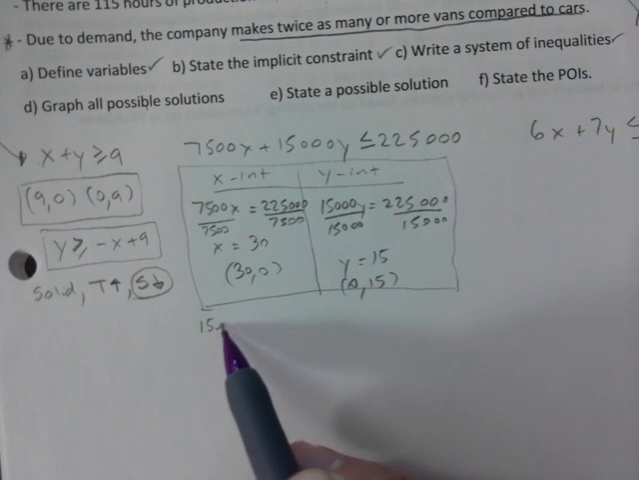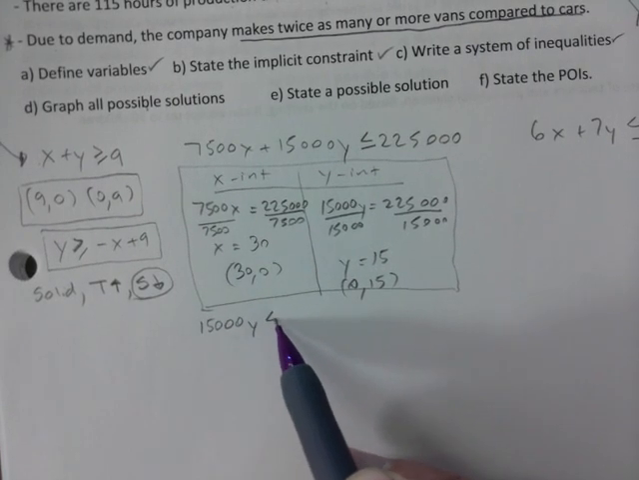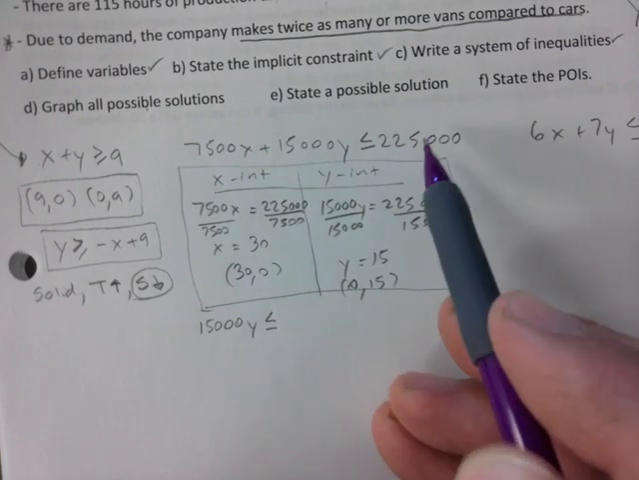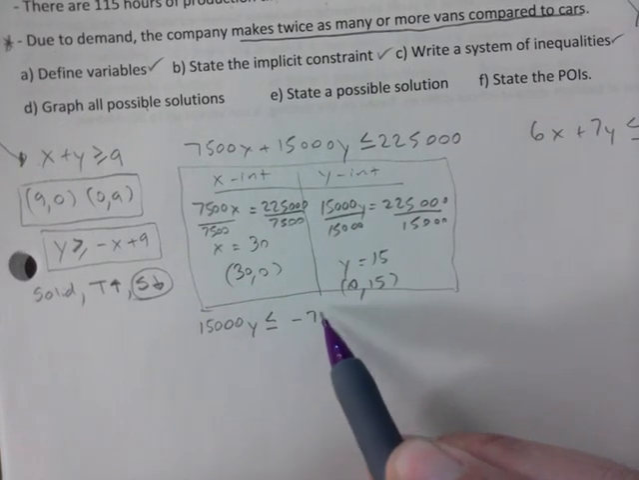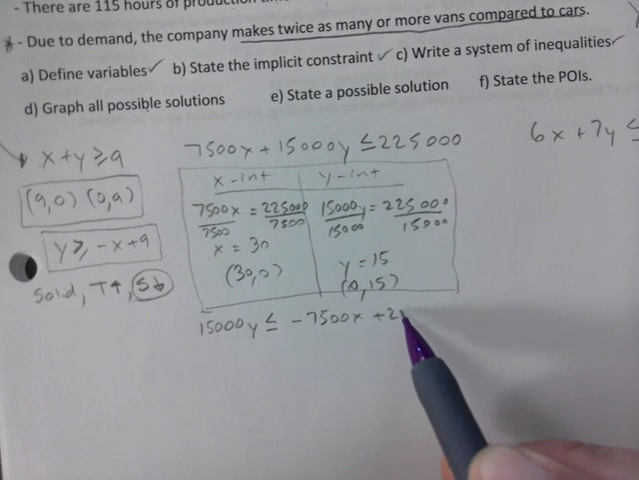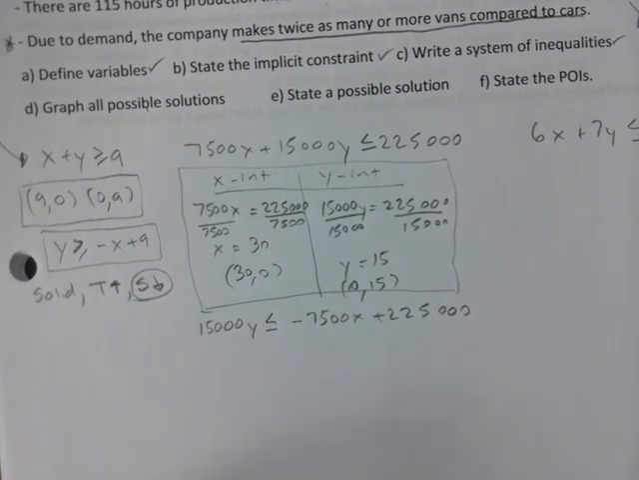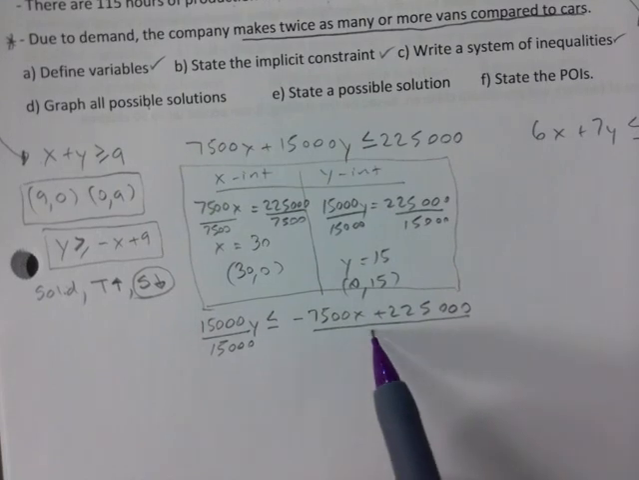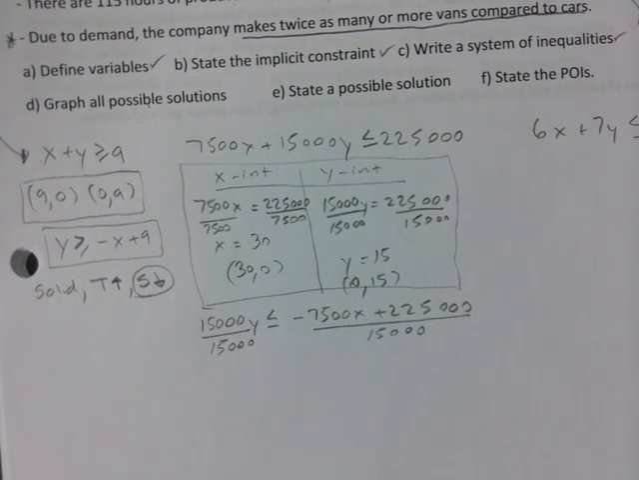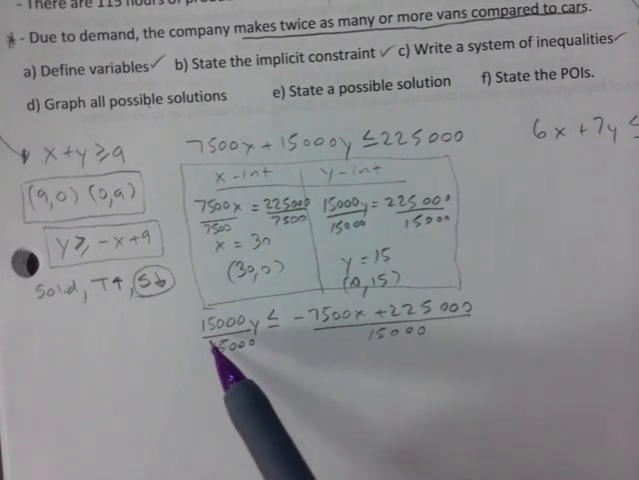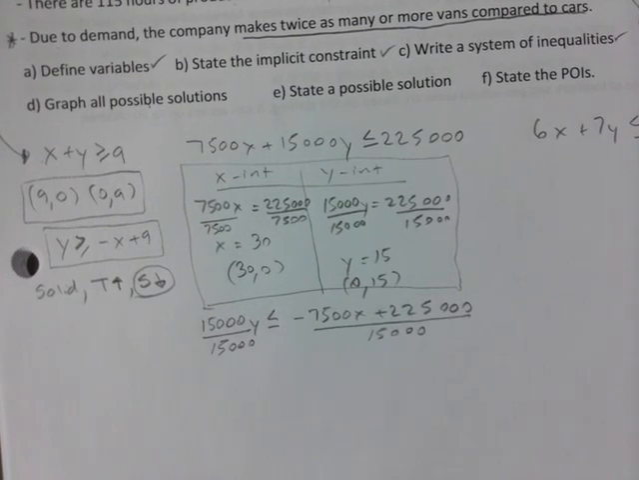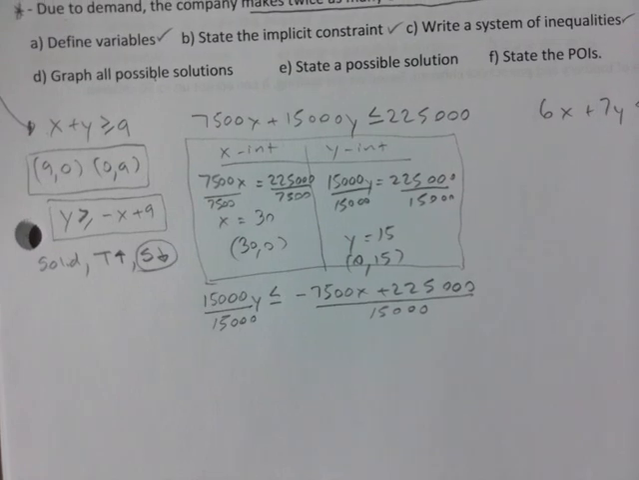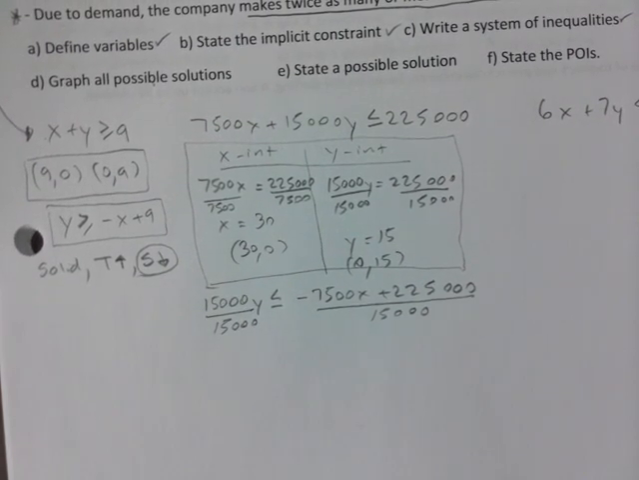I'm going to go 15,000y is less than or equal to the 7,500 comes over, crosses the inequality symbol, so it's negative 7,500x plus 225,000. Divide everything by 15,000. You haven't done this in a while, but in word problems you don't really have negatives, so you don't flip the sign. As far as my examples go, it won't happen unless you have one of those questions that has numbers.